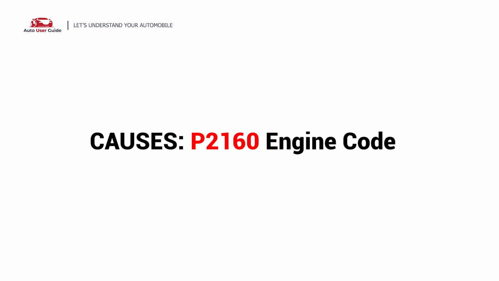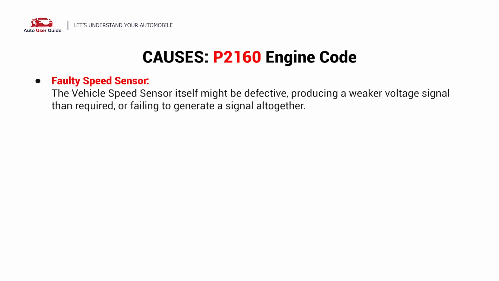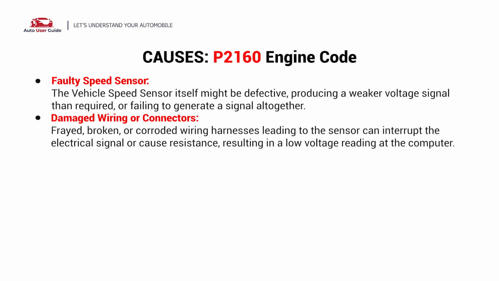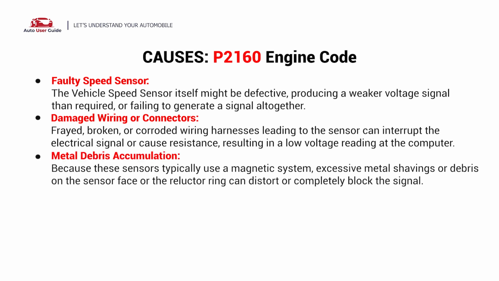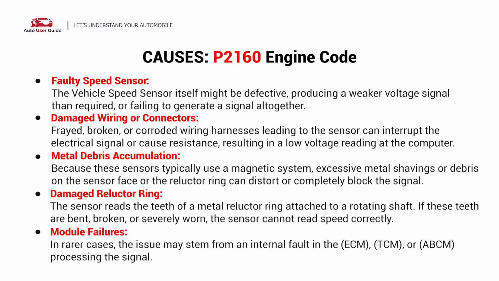So, what causes this imbalance? Here are the most common culprits. This error can be caused by these possible faults in your vehicle: faulty speed sensor, damaged wiring or connectors, metal debris accumulation, damaged reluctor ring, module failures.